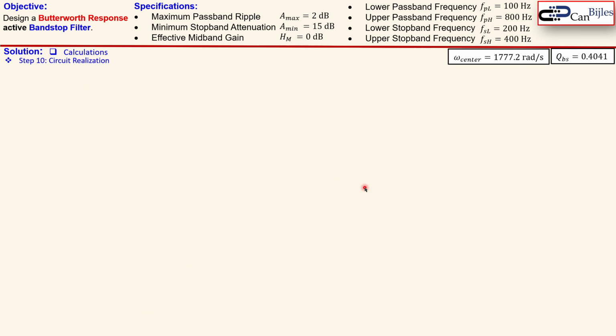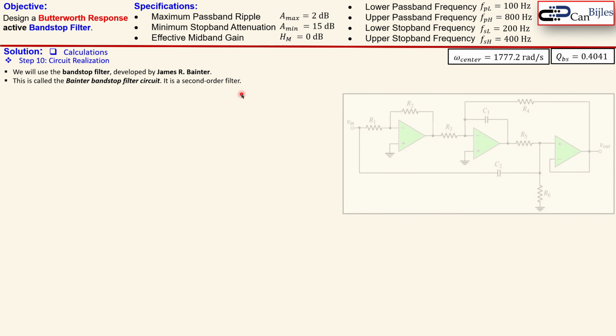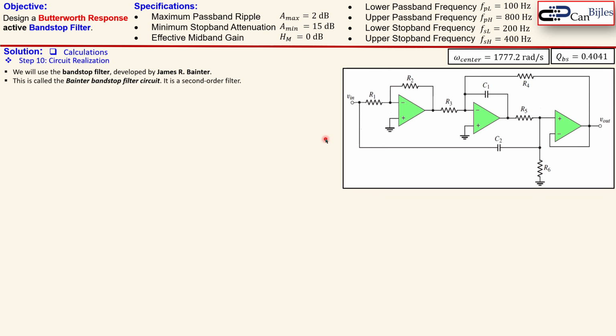Okay, now let's continue with this circuit realization. We have a band stop filter circuit realization which is developed by James Bainter. We will use that, which has some features that we will use for our band stop filter. Now this filter, as said, is a second order filter, which is actually shown here. So we see a lot of parameters. We see in total 6 resistors, R1, R2, R3, R4, R5, and R6, and 2 capacitors, C1 and C2.